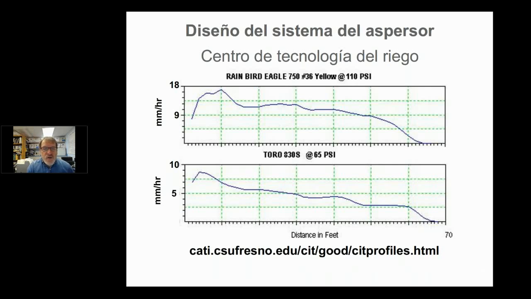You can get some data on irrigation heads and how they distribute water from the Center for Irrigation Technology at California State, or you can test it yourself by just putting catch cans out from the irrigation head to determine how much precipitation you get per hour. And you can see there's a lot of differences in irrigation heads. Certainly you would want to use lower precipitation heads if you can in almost all situations, if you have the infrastructure to be able to keep the irrigation system charged with the right pressure. But this is definitely a better irrigation distribution than the 750s. The 830s are better for sure.